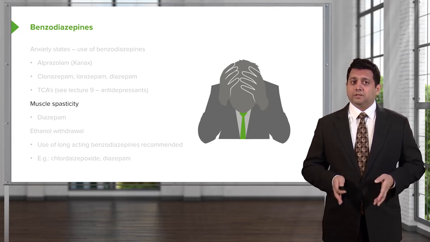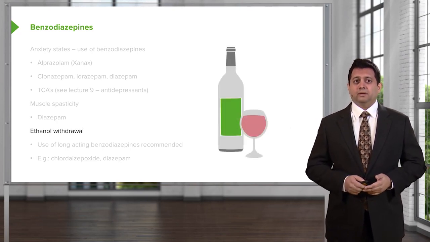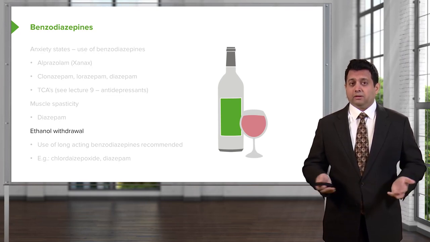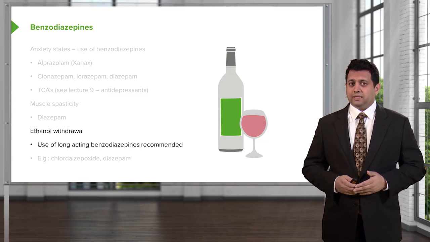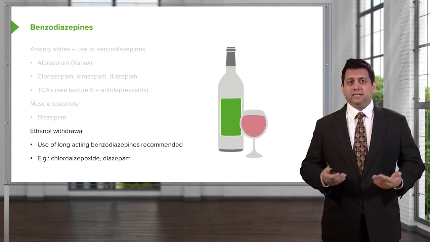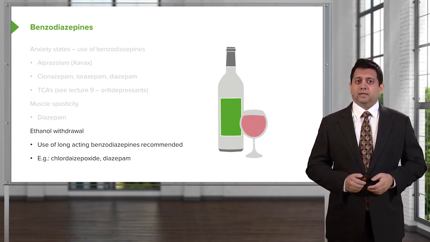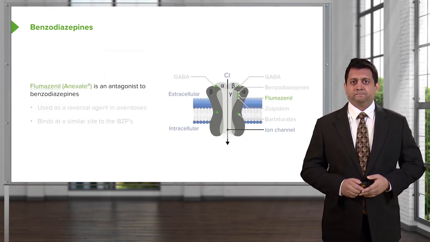Benzodiazepines are used for muscle spasticity, and diazepam is probably the most commonly used for this indication. And we also use benzodiazepines for ethanol or alcohol withdrawal. We use a long-acting benzodiazepine for this, and a good example of a long-acting benzodiazepine is diazepam again, and there is another one called chlordiazepoxide. But if you remember diazepam, I think that's the more important one.